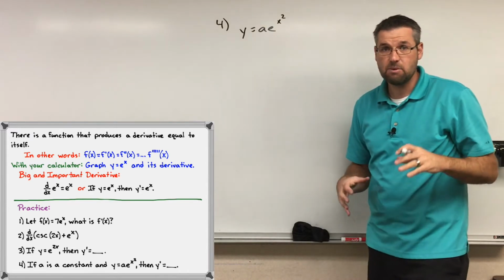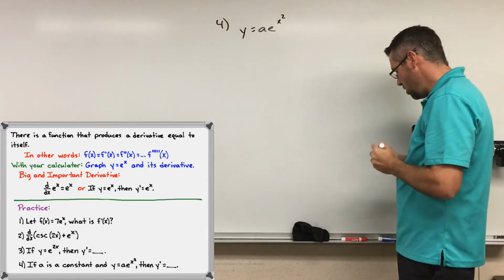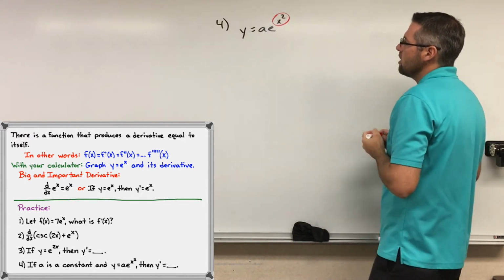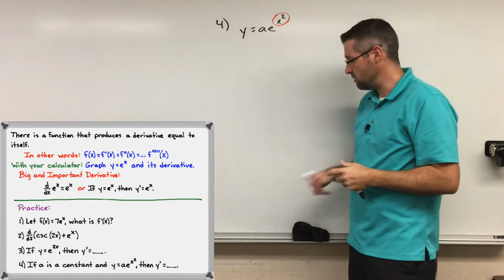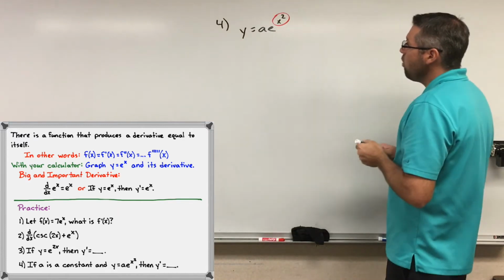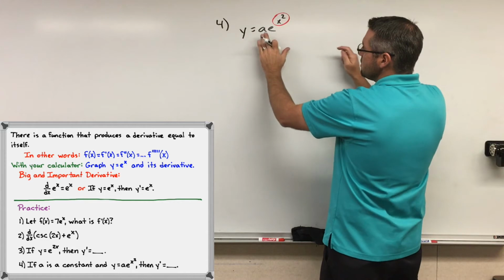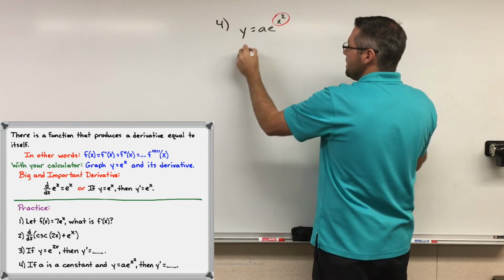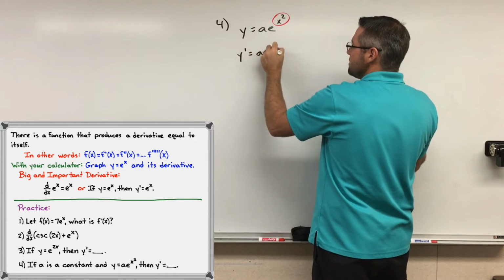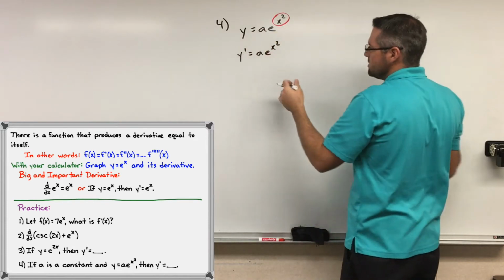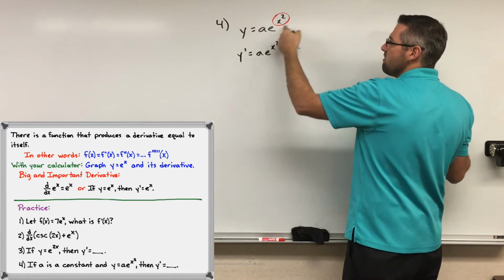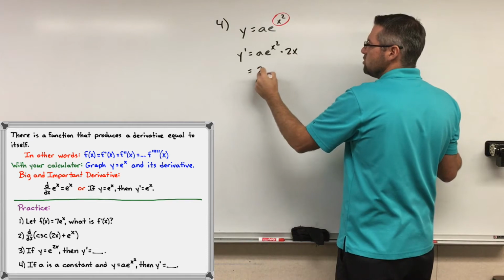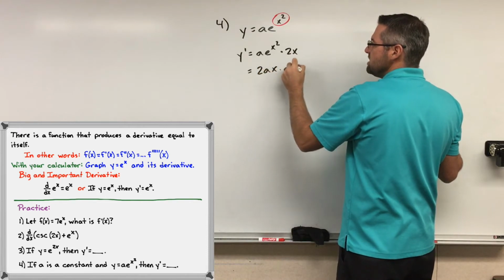Again, recognizing that we have a composition of functions. What is the innermost function? Well, the innermost function is x squared, because that's the first thing I would do to simplify this expression. So what's the derivative of the outer thing? What's the derivative of a times e to the something? Well, that would be a times e to the something, because the derivative of e to the something is itself. And then times the derivative of the inner thing, so that would be times 2x. And so we can simplify that to say 2ax times e to the x squared.